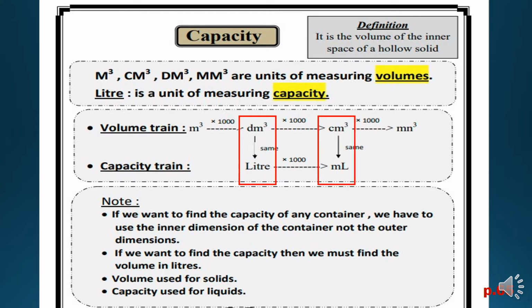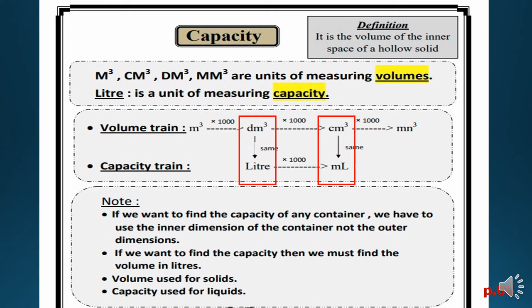milliliter. The capacity train. To convert the liter to milliliter, I will multiply by thousands. So to convert from liter to centimeter cube or milliliter, I will multiply by thousands. And to change from centimeter cube to liter, I will divide by thousands.